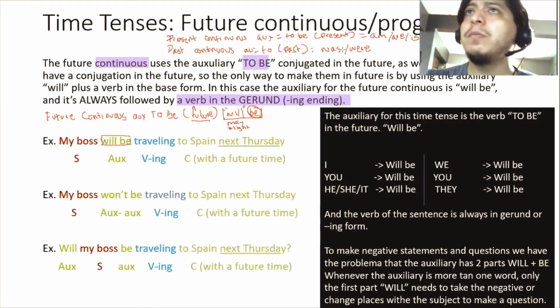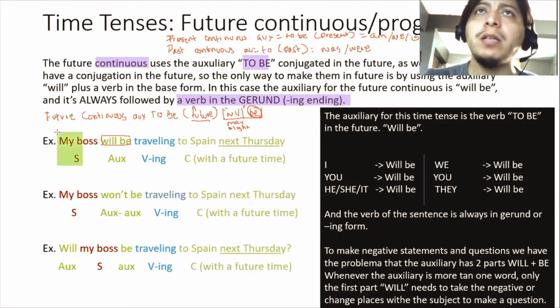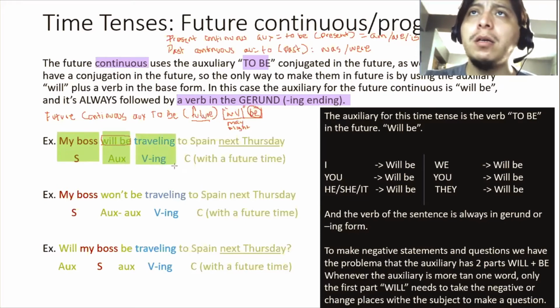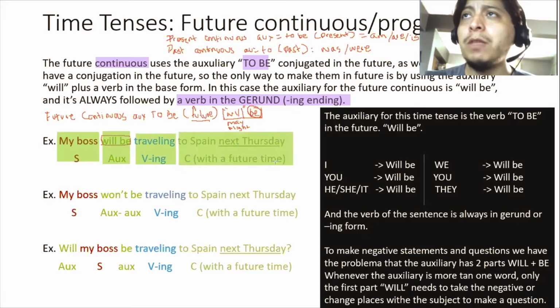So in this case, it is very simple. We have again a subject, an affirmative statement. So you have your subject, your auxiliary. Your auxiliary is the verb to be in the future, so will be. Your verb is in gerund, traveling. And then you have your complement, and with a future time.